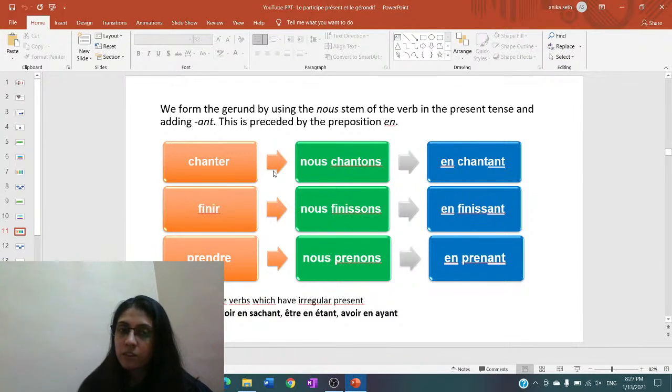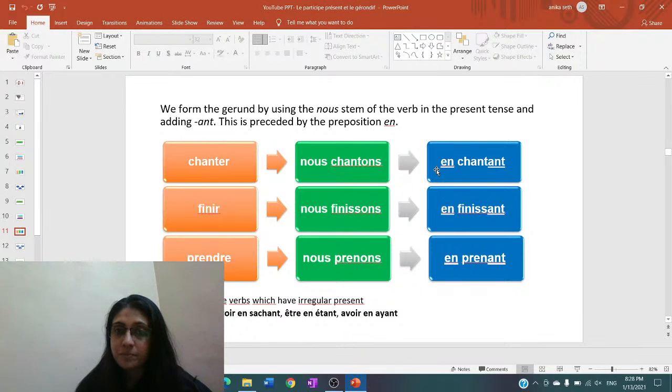So, if we take the same verbs, chanter, finir, and prendre, same thing: the verb chanter conjugated with nous in the present tense becomes nous chantons. Remove ons, put ant. This forms your present participle. Before the present participle, put the preposition en. So, en chantant is the gérondif form of the verb. En chantant, like while singing. I am doing my homework while singing.